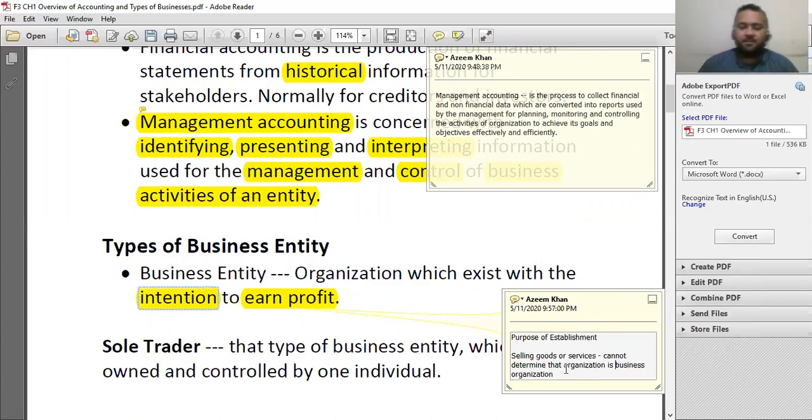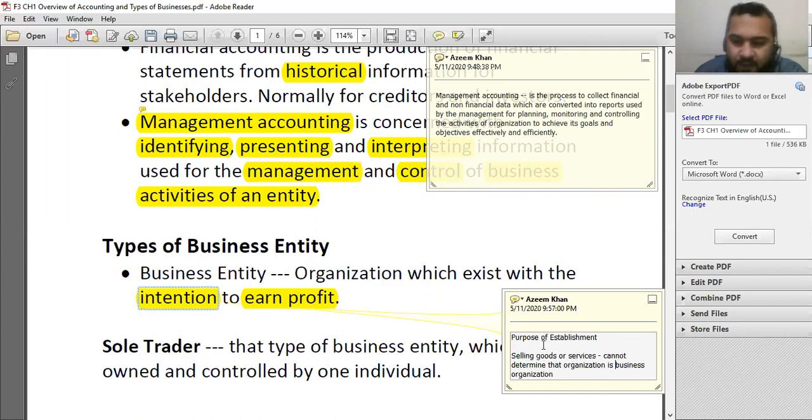So what do you mean by this thing? For example, if you are going to XYZ Limited, an organization by the name of XYZ Limited, and you observe that the organization is selling books, you cannot assume that because the organization is selling books, it is a business. Are you getting it or not? So based on selling goods or services, you cannot determine that an organization is a business organization.